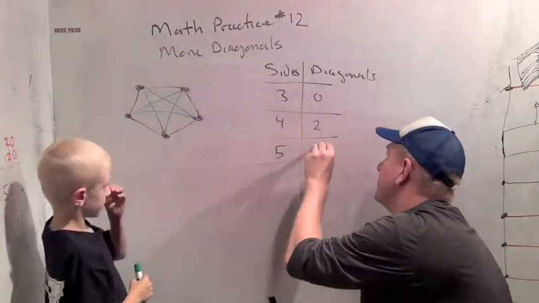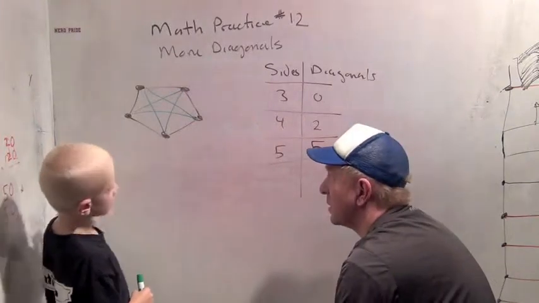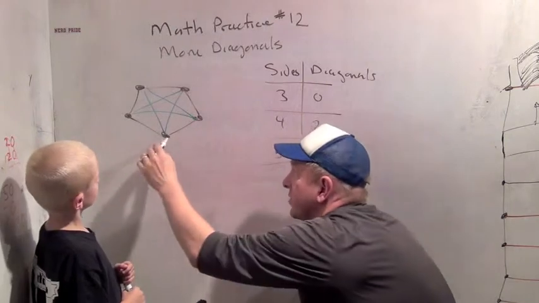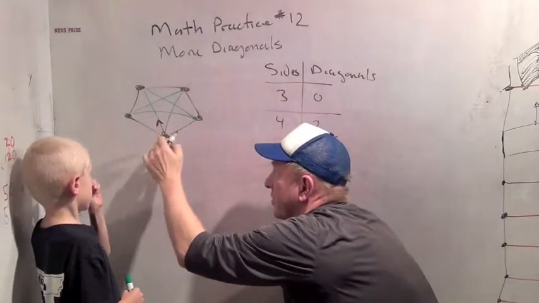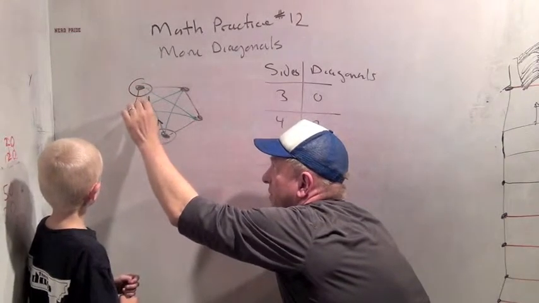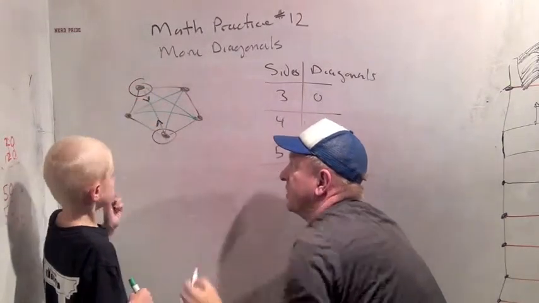5, that's right. Now why did you divide by 2? Because I count each diagonal twice. Oh, you counted each diagonal twice. So when you're looking at the ones coming out of that point, and you count the ones coming out of that point, you counted this diagonal twice.